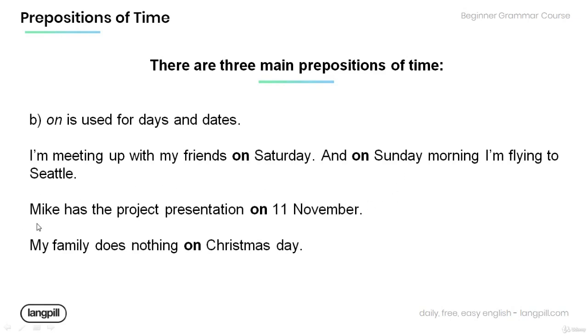And in this sentence, Mike has the project presentation on 11th November. The preposition of time on is used for the date 11th November. Same in the sentence, my family does nothing on Christmas Day. Preposition of time on is used for the date, Christmas Day.